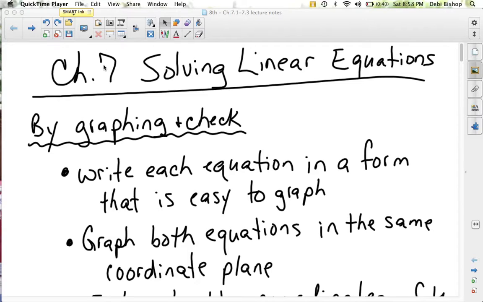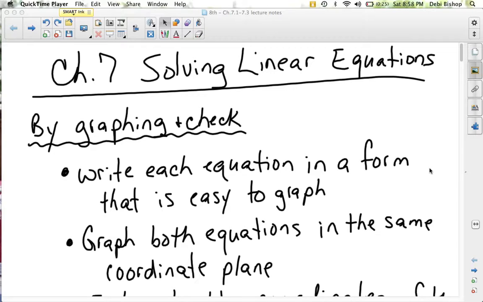We'll be going over pretty much 3 different ways of solving linear equations that have 2 variables in there. So, the first technique that you can use is by graphing and checking. The rules for graphing and checking is first you write each equation in a form that is easiest to graph. Usually this is in our slope-intercept form of y equals mx plus b.